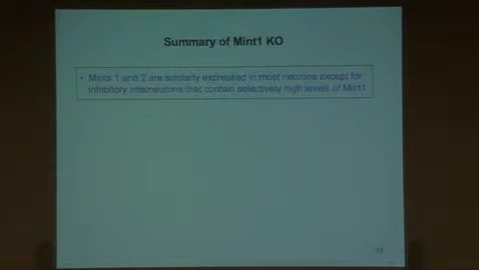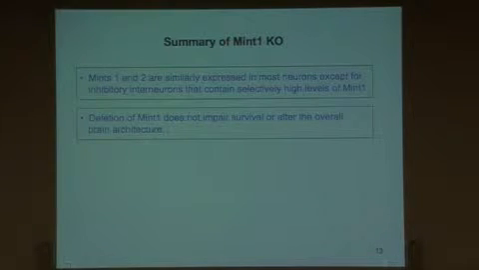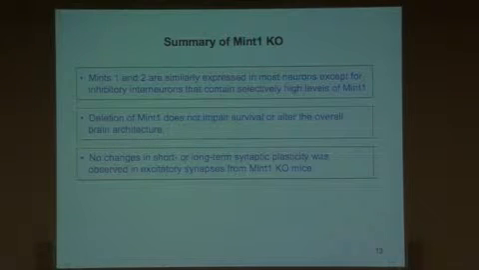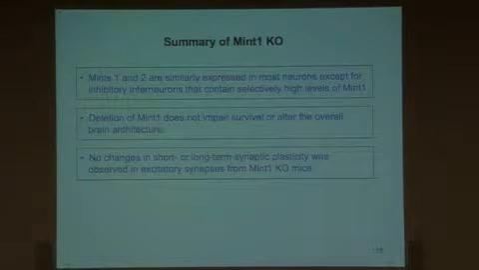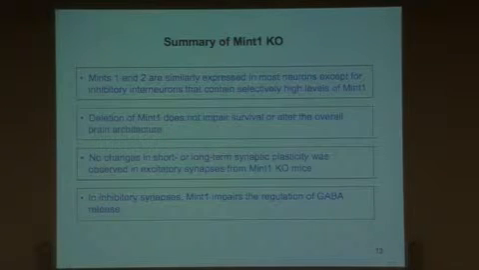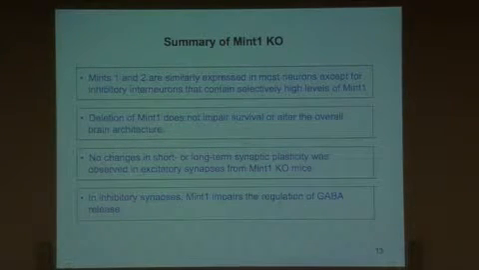So to summarize from the MINT1 knockout, because they were produced first, MINT1 and 2 are similarly expressed in most neurons, except that MINT1 is a little bit higher expressed in inhibitory interneurons, whereas MINT2 is highly expressed in excitatory neurons. Deletion of MINT1 does not impair the survival or the overall architecture of the brain. There were no changes in short and long-term synaptic plasticity associated with the MINT1 knockout mice, but we saw that in inhibitory synapses, MINT1 deletion actually impairs the GABA release compared to control.